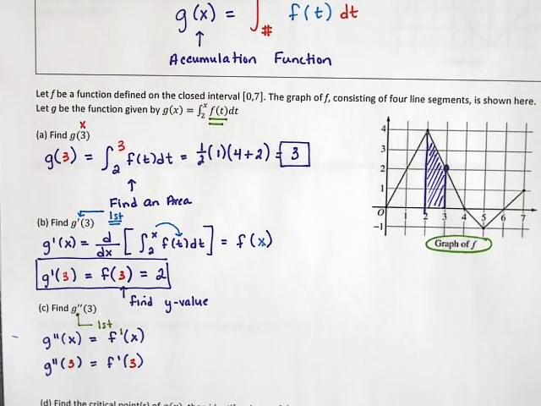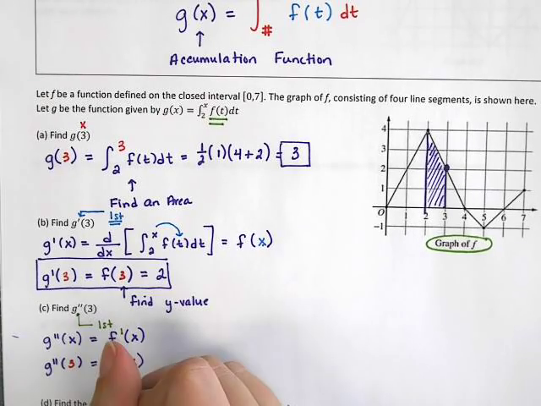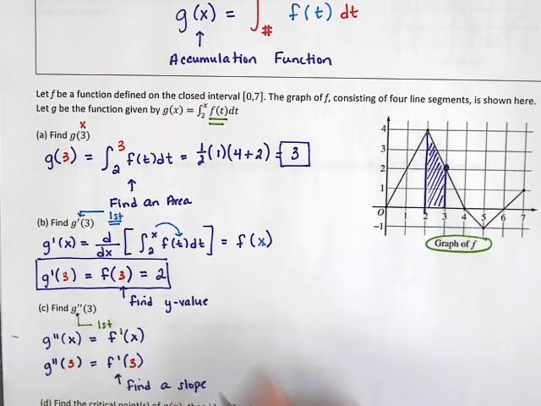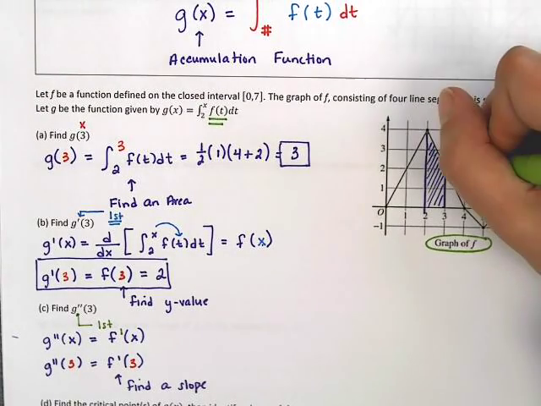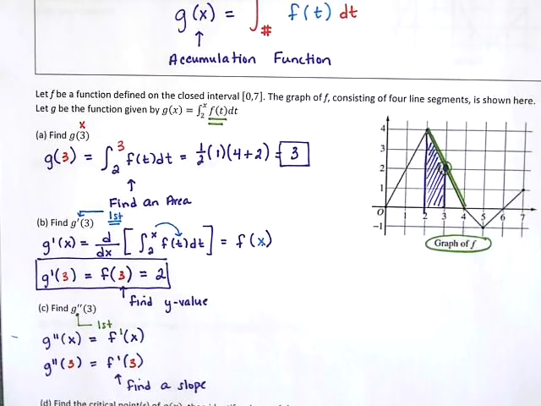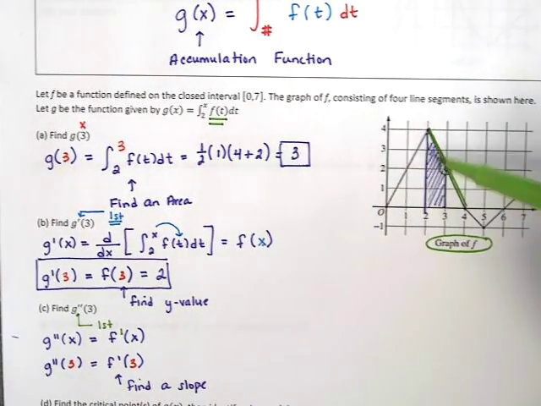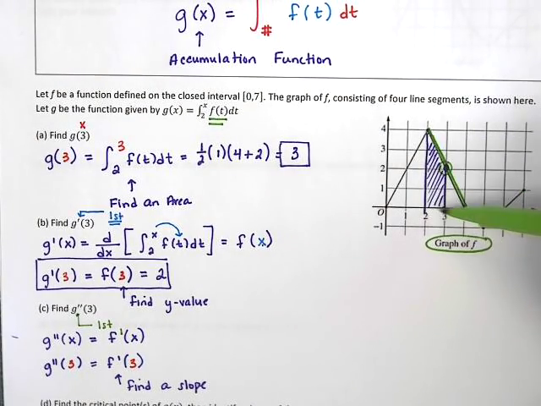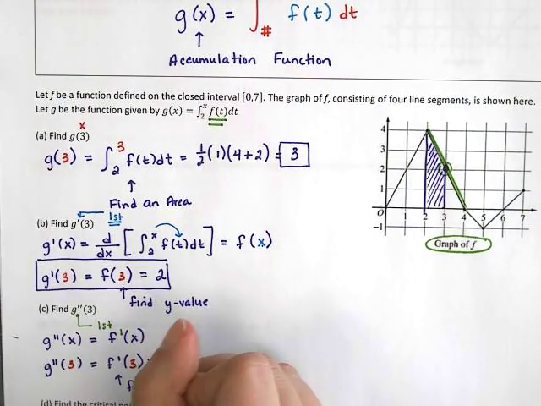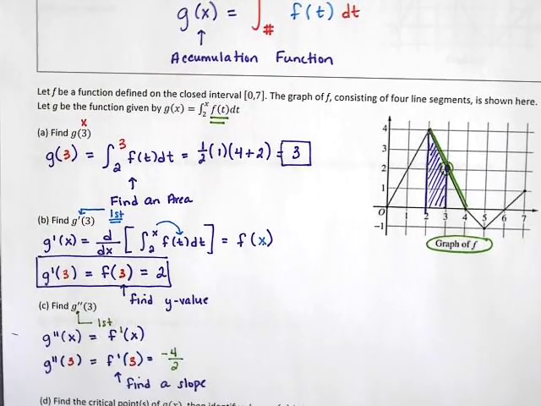And then we need to think about what that means. Since f prime is the derivative, this would mean finding a slope. So if I look at the slope of the line that goes through this point where x is 3, since this is a straight line, the slope can be found by just doing rise over run. The rise here would be down 4, the run would be 2. So my answer would be negative 4 over 2, which is just negative 2.